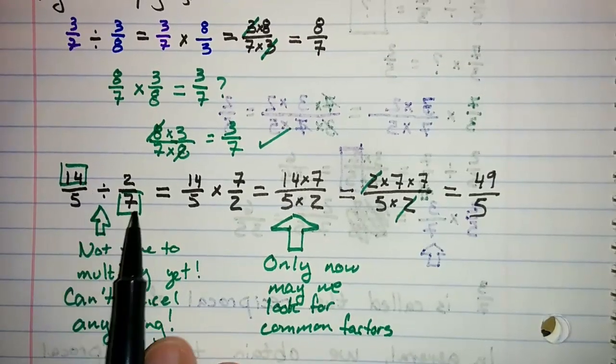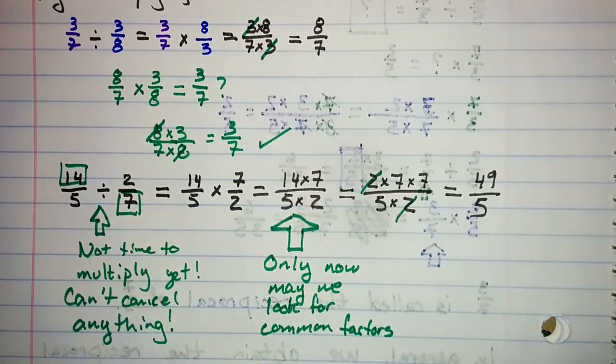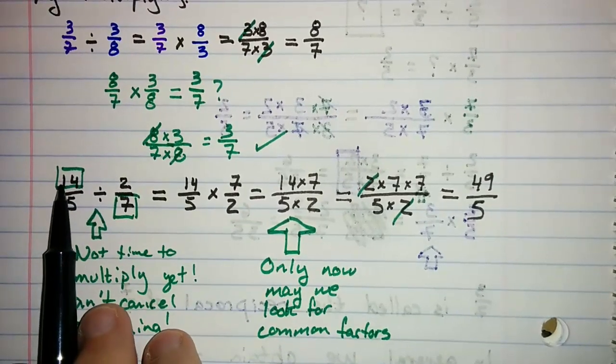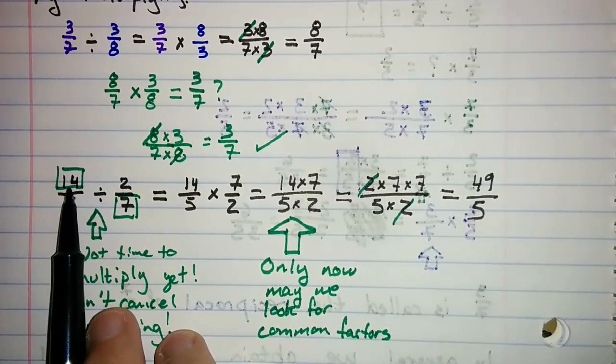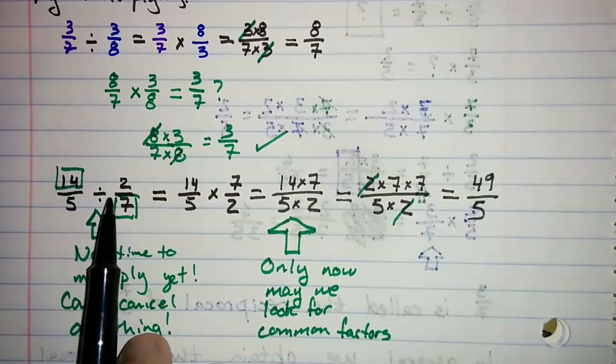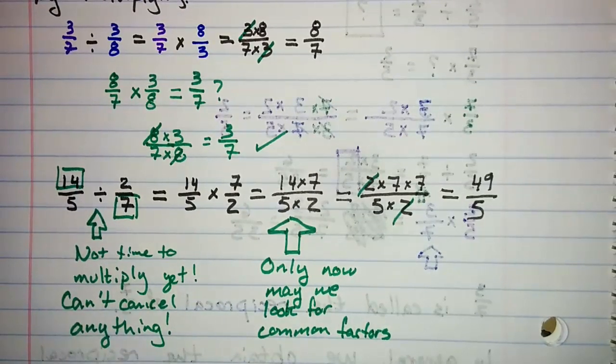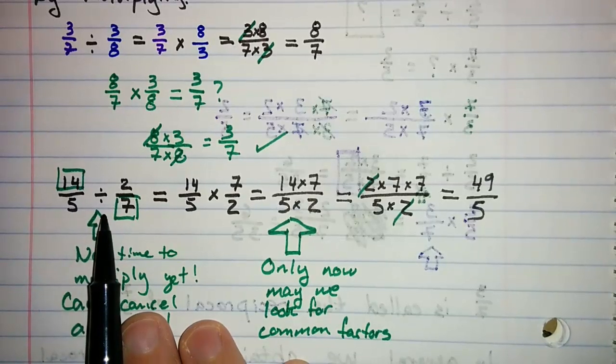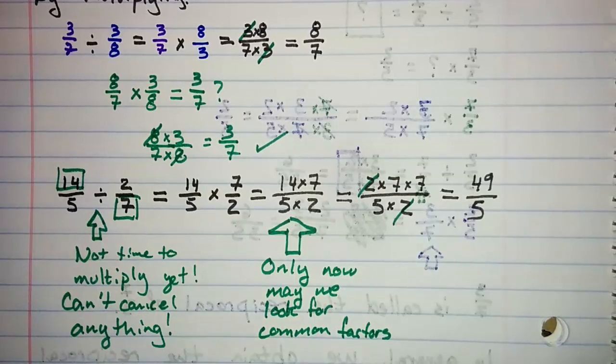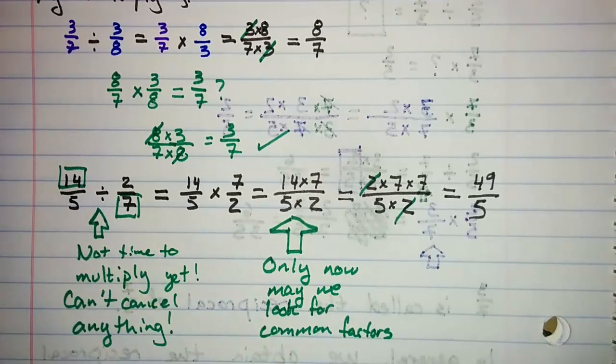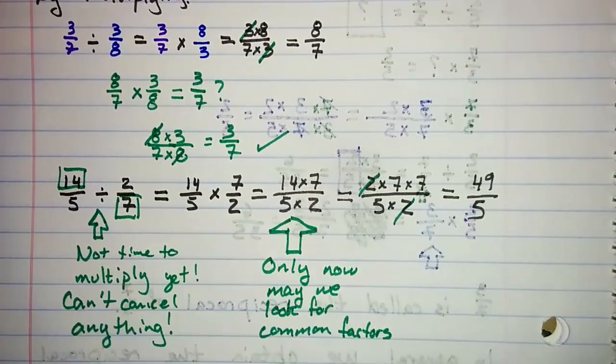Why don't we care that 14 and 7 have a factor in common? Because we're not multiplying something with a 14 in the numerator by something with a 7 in the denominator. That's just not involved in this problem. Division and multiplication are different from one another. Before we can start taking multiplication-related steps, we need to have a multiplication problem on our hands.